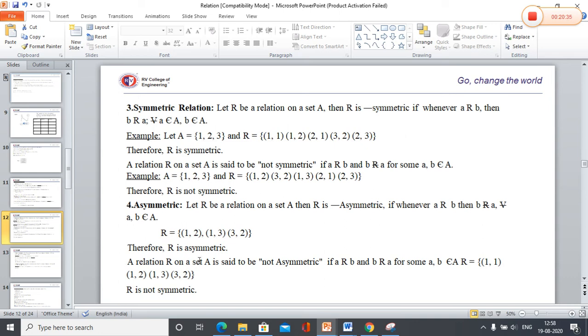So here, if I am checking this one for an asymmetric relation, (1, 2) is there, so (2, 1) should not be there. (1, 3) is there, (3, 1) should not be there. (3, 2) is there, (2, 3) should not be there. So they are not there, so it is asymmetric.